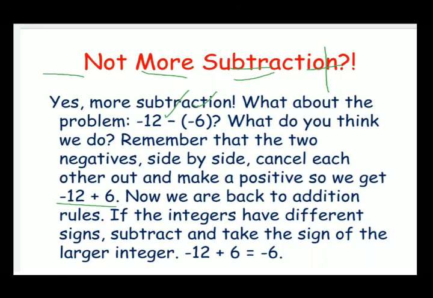Now we are back to addition. So here it becomes simple. Minus 12 plus 6 means we have to do addition. So apply the addition rule. If the integers have different signs, then subtract them. 12 has a negative sign and 6 has a positive sign, means different signs are there. So what do we have to do? We have to do subtraction. 12 minus 6 is 6. Now add the sign of the larger integer. The larger integer is 12. It has a negative sign. So the answer will also have a negative sign.